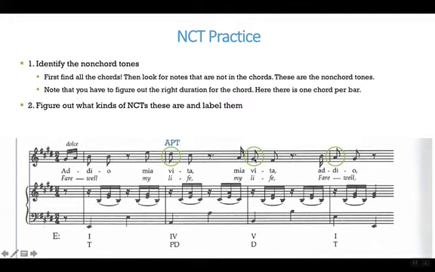Same is going to be with this guy. We've already circled it, so we know it's a non-chord tone. It's going downward by step. It's accented relative to where it goes to and where it comes from. So it's an accented passing tone. And the last one, same thing, accented relative to where it goes to, and it's passing in the same way.